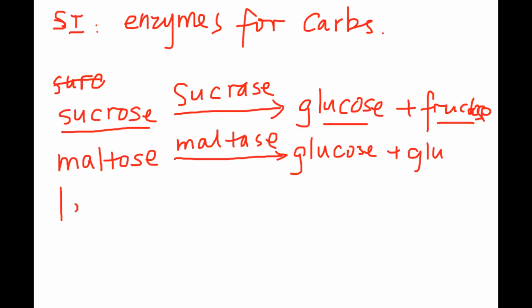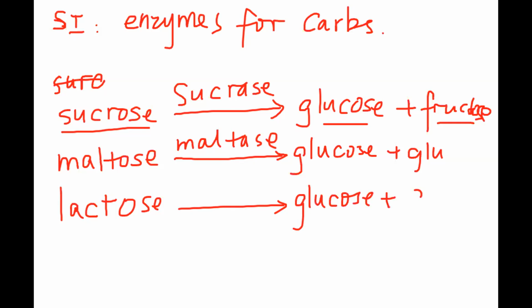The third one is the disaccharide lactose, which is the milk sugar, which can break down to glucose plus galactose. So that's a simple sugar as well. The enzyme is called lactase. So you all know this one, right? Lactase is the enzyme to break down milk sugar. So these are the three important enzymes I want you to know from small intestine.